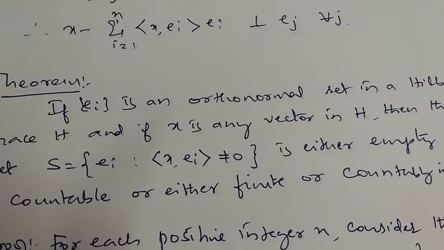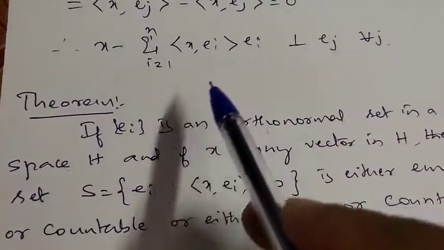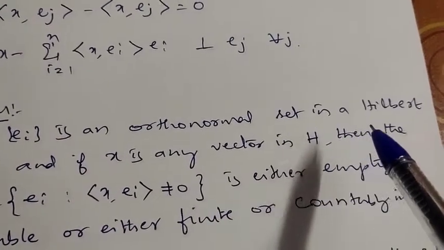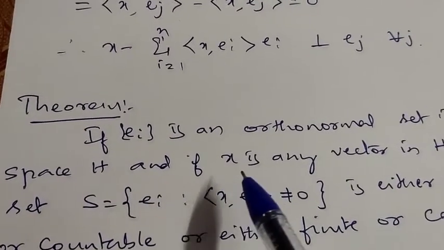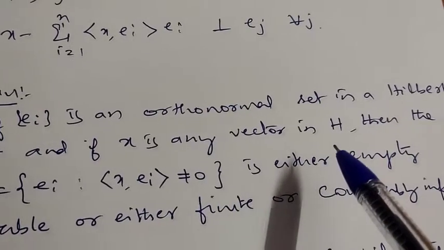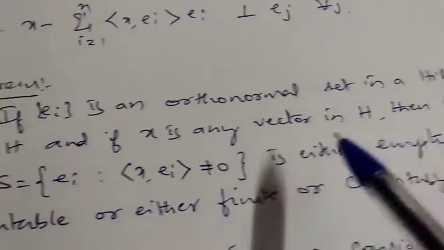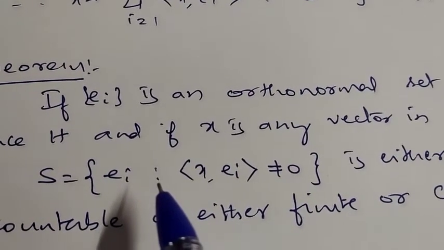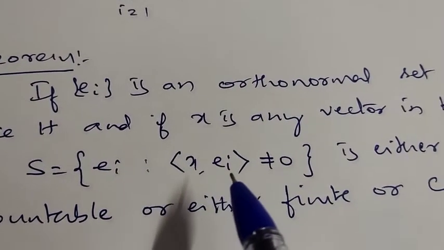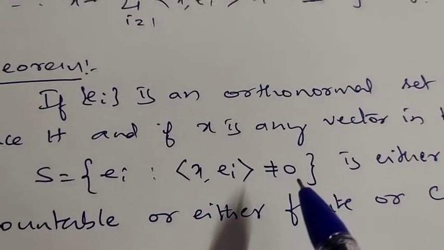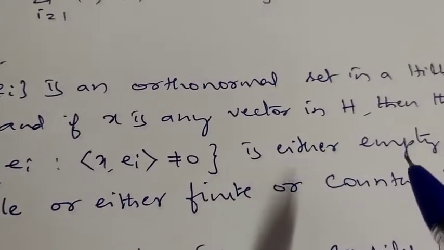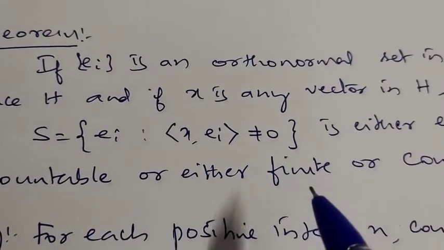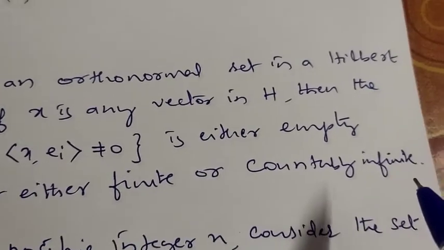Next, let us take up the other theorem. This theorem says if {e_i} is an orthonormal set in Hilbert space H and if x is any vector in H, then the set S defined by the set of all e_i such that the inner product of x comma e_i is not equal to 0 is either empty or countable, that is, either finite or countably infinite.